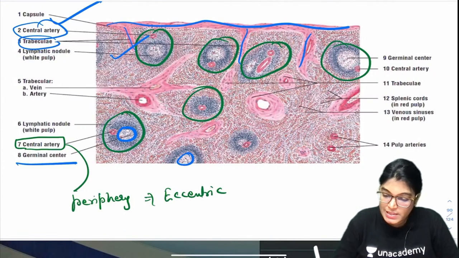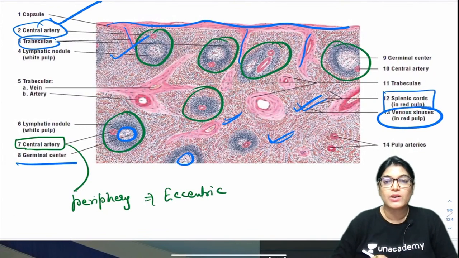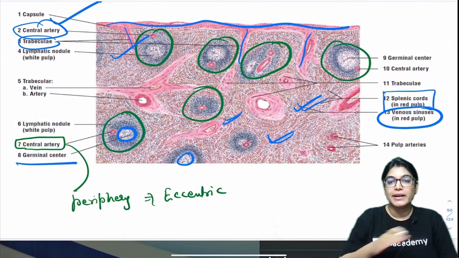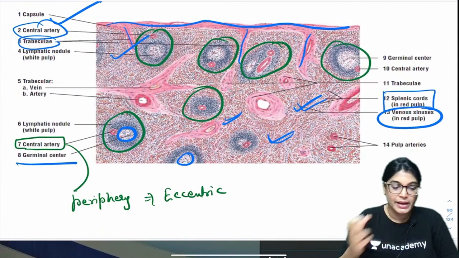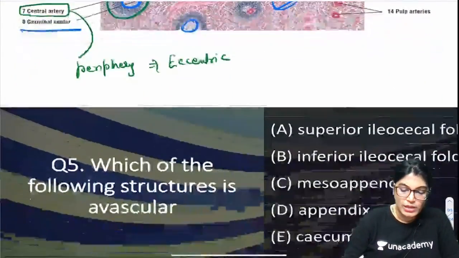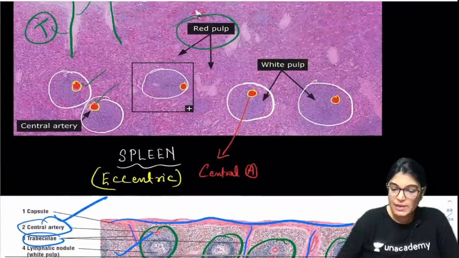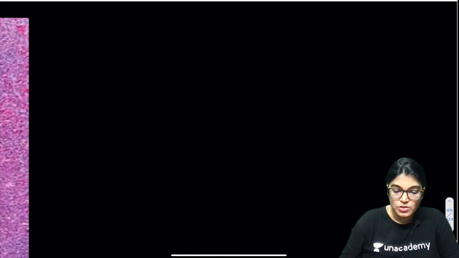The rest of the area you are seeing, consisting of venous sinuses and splenic cords, is red pulp. When we cut the spleen fresh, it appears reddish, and that is all the area of red pulp. Yes, Gopika Sharma, absolutely right. So let me tell you the details. I will come to the next MCQ, but before that I just want to give you the details. Is it okay?